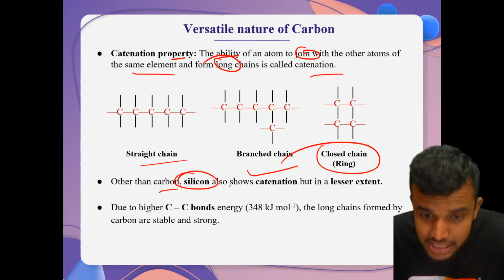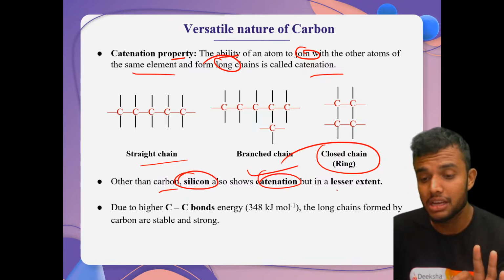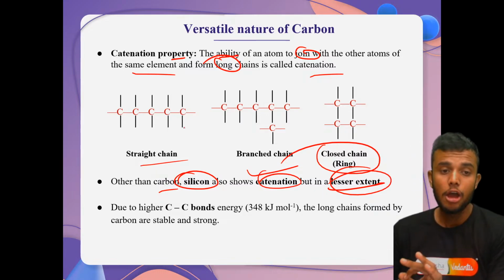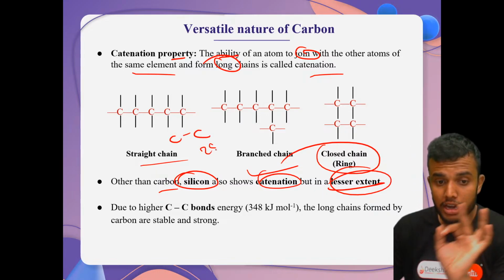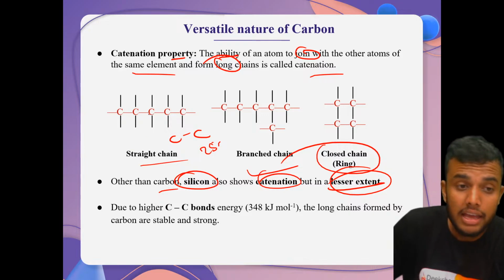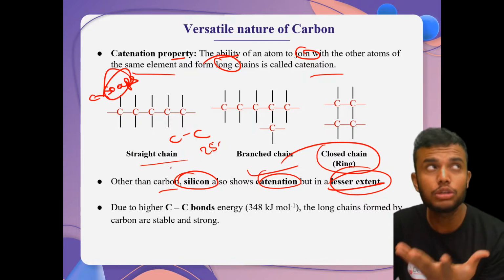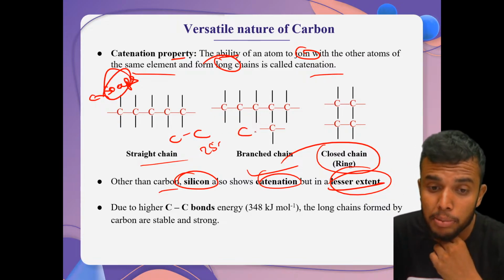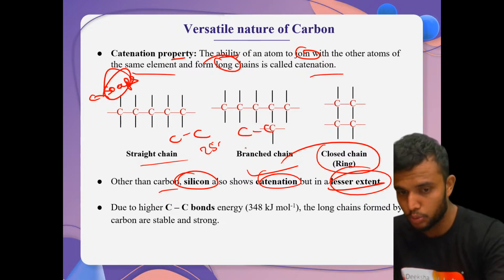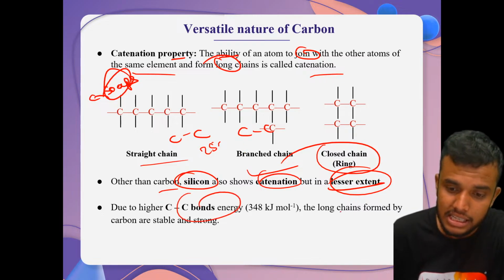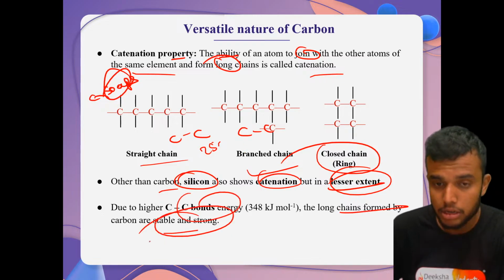Other than carbon, only silicon also shows catenation, but to a lesser extent. For example, carbon can form chains of more than 50 atoms. In this last part, we discuss soaps and detergents, students. In soaps, we have more than 50 carbon atoms joined together. Due to higher C-C bond energy, the long chains formed by carbon are stable and strong.